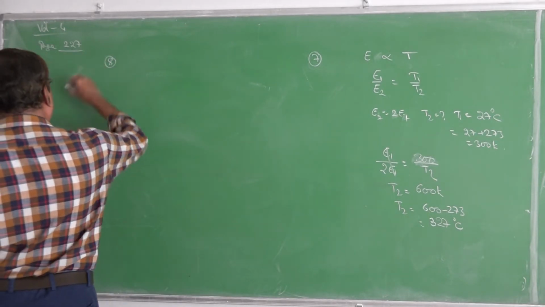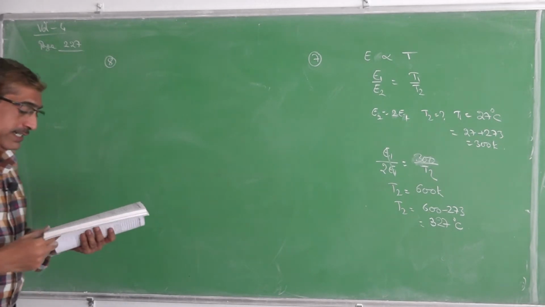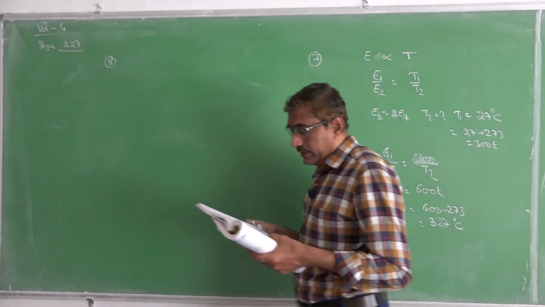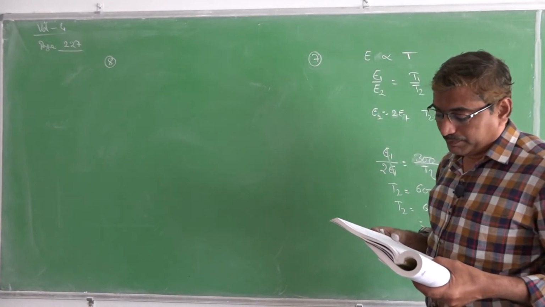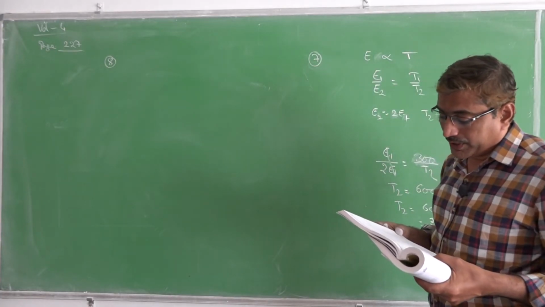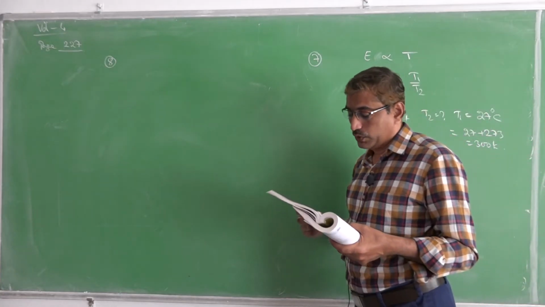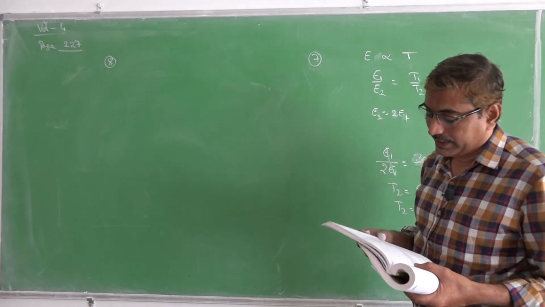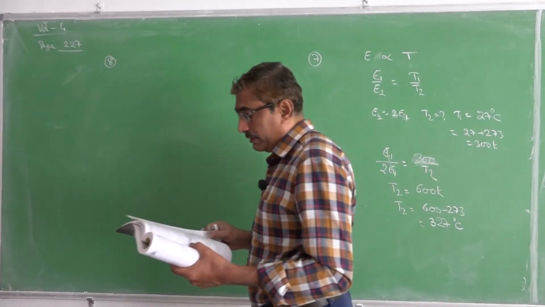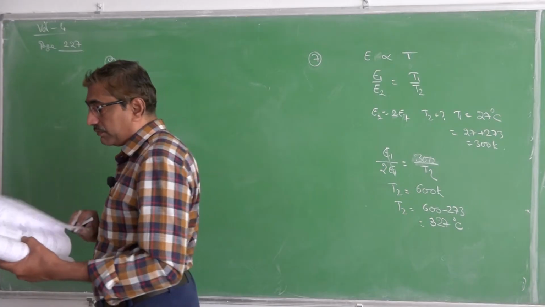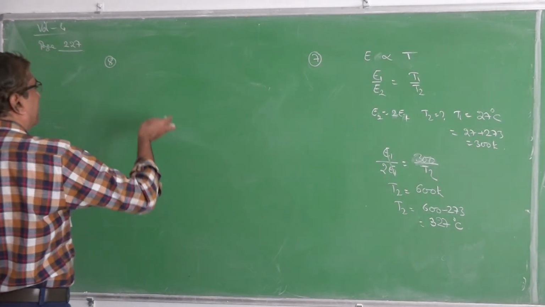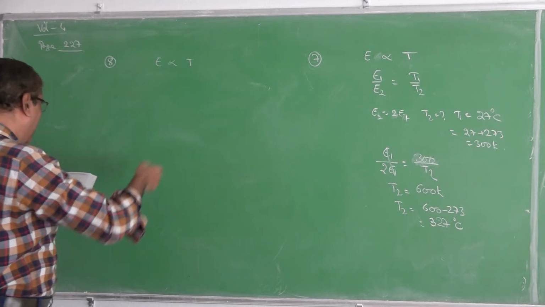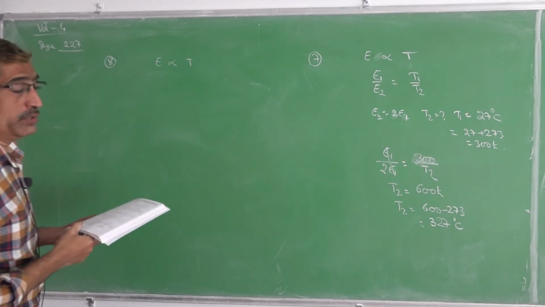Eighth one. The average kinetic energy of a gas at minus 23 degrees centigrade and 75 centimeter pressure is 5 into 10 to the power minus 14 erg for H2. The mean kinetic energy of O2 at 227 degrees centigrade and 150 centimeter pressure will be. Here also we can write directly E is proportional to temperature only. The kinetic energy of a gas is directly proportional to temperature.